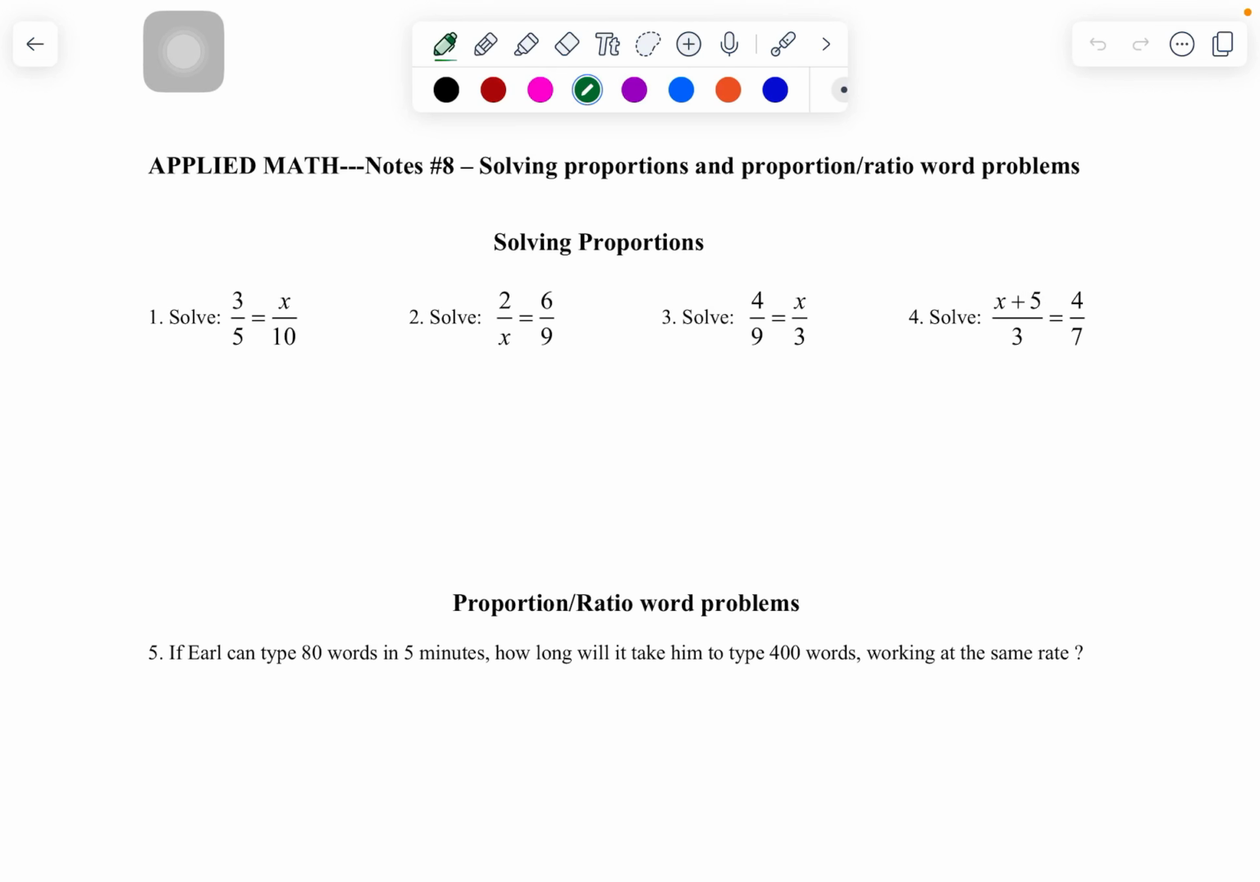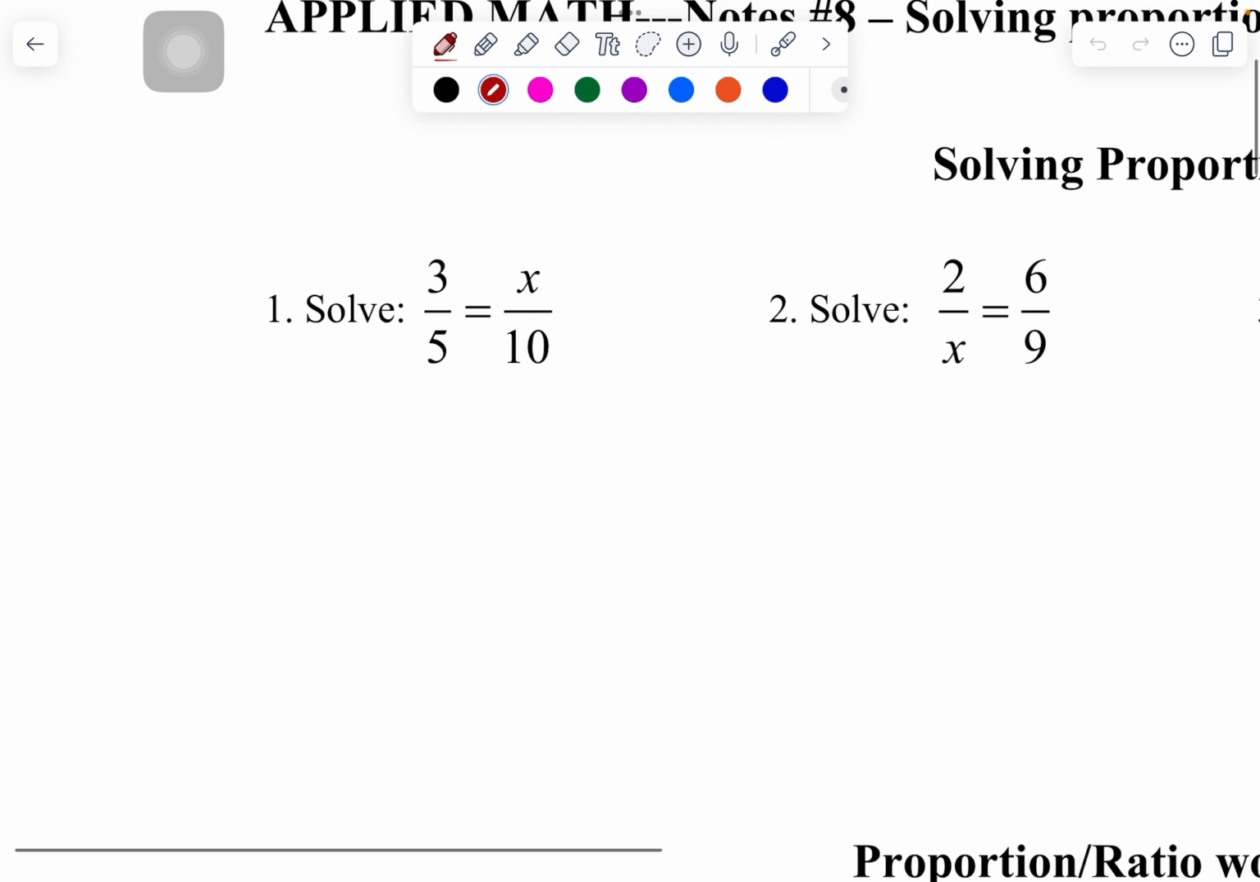All right, so in this video, I'm going to start doing notes 8, and we're going to start with solving proportions. So proportions, folks, are two fractions that are equal to each other. And how do you solve a proportion? Well, you're going to do something called cross multiplication.